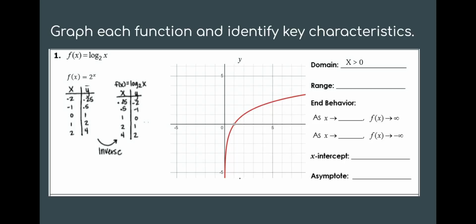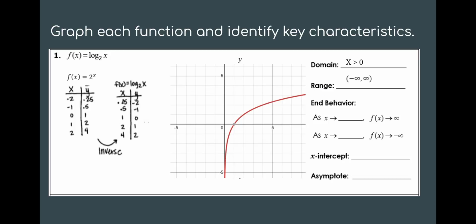Let's start talking about some key characteristics. The domain is all the x values. X gets really, really close to 0, but it never ever touches. So the domain is every value of x greater than 0. The range is all the y values. Our function goes from -infinity all the way to +infinity. So you can say all real numbers, or you can list it in set notation as I have right here.